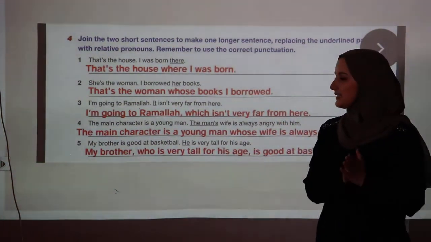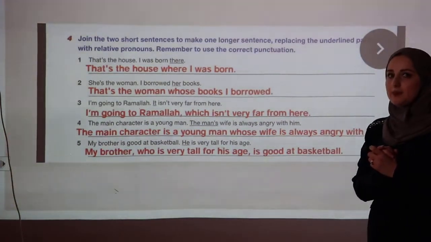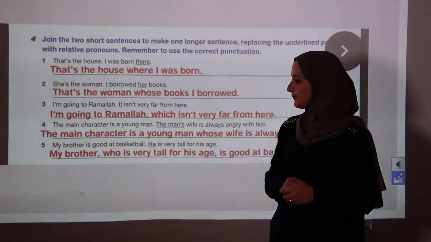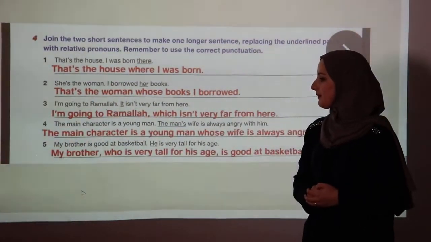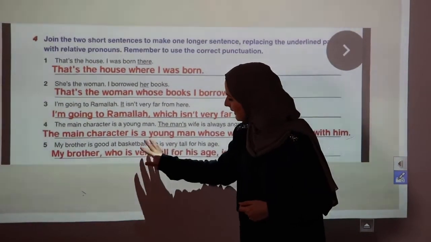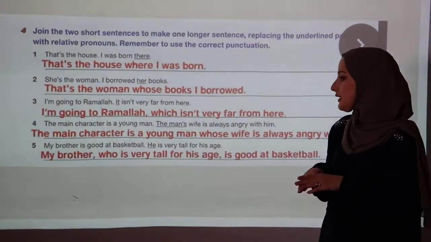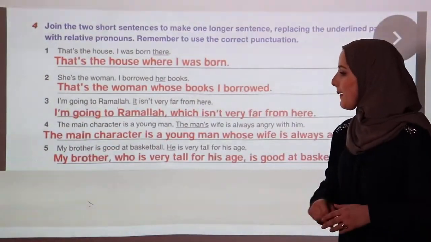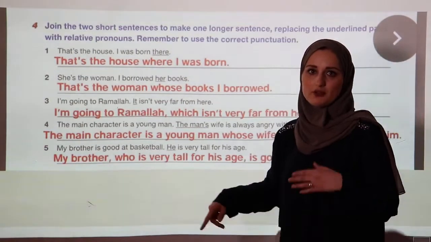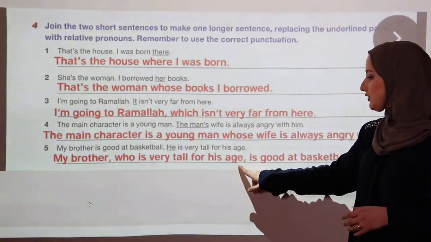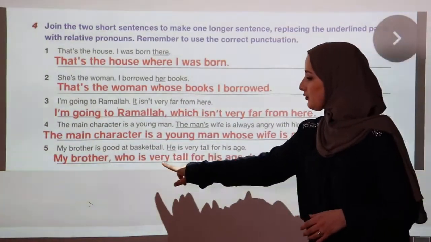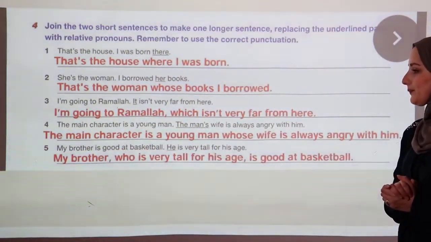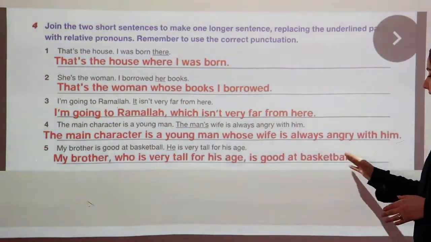The last example, the last sentence, my brother is good at basketball. He is very tall for his age. In the second sentence, we have the pronoun he. It refers to my brother. So notice that the pronoun isn't immediately, they are not very close together with the noun. So he, my brother. Then you have to move the whole clause because you are describing my brother. My brother, who, because we are talking about a person who is very tall for his age, and this is extra, so it's non-defining. You have to use commas, and then continue the first clause, the main clause, is good at basketball. My brother, who is very tall for his age, is good at basketball, full stop.